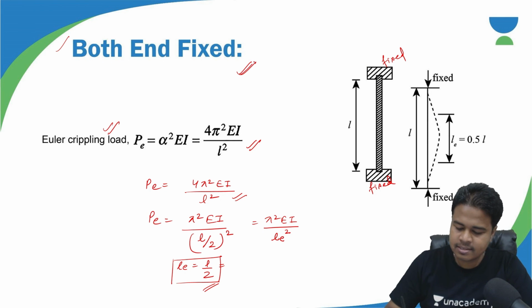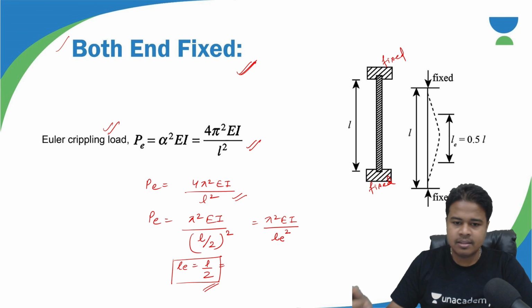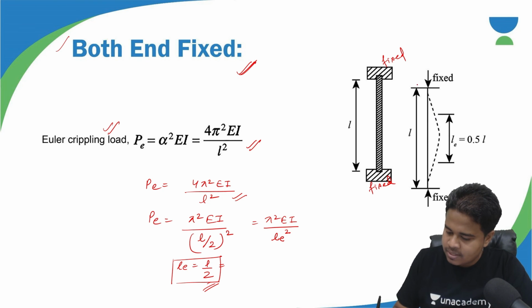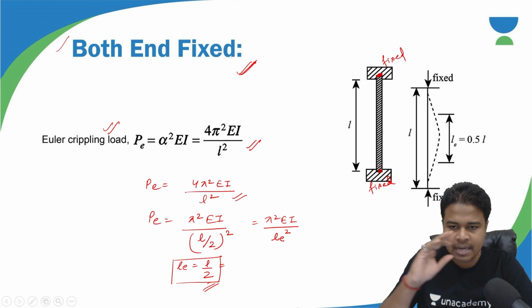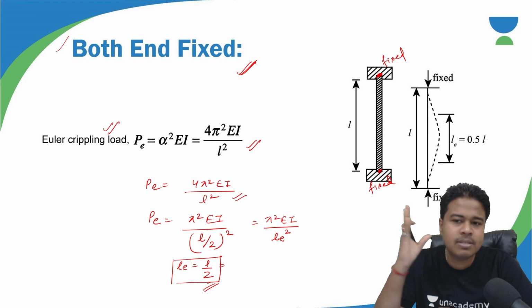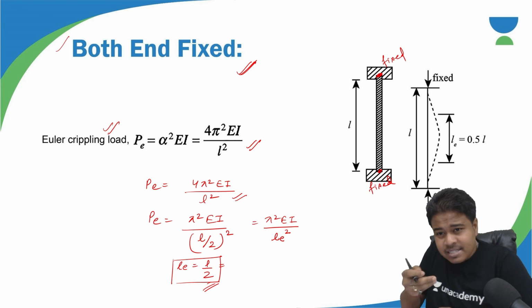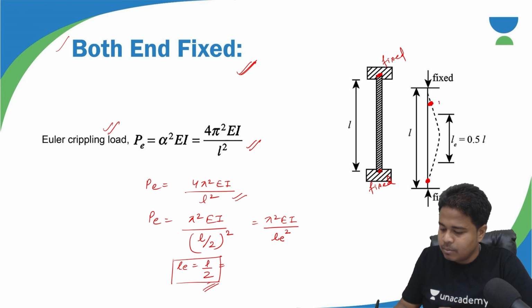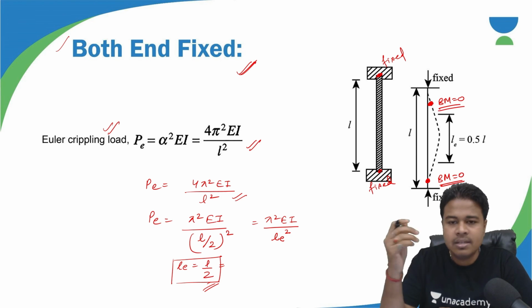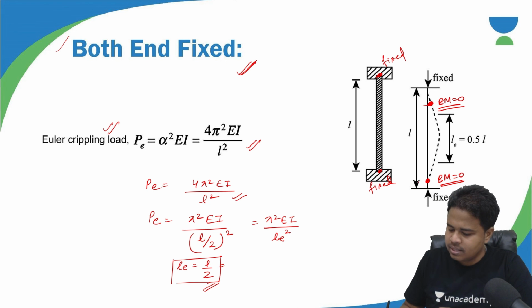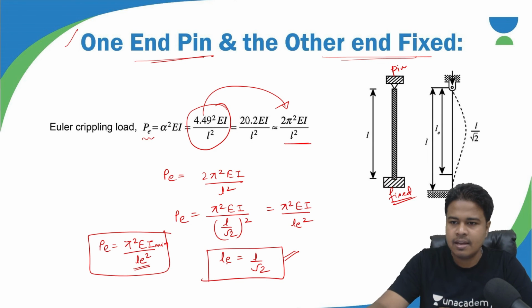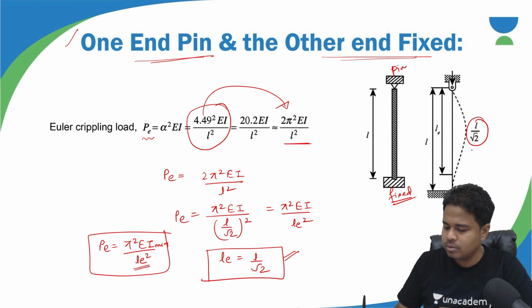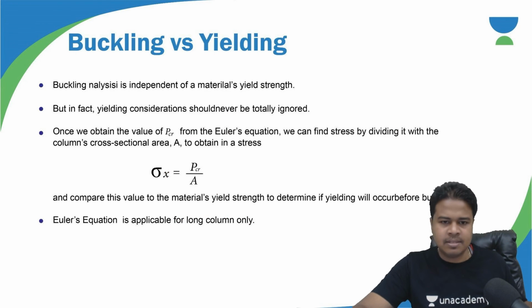Okay, now in this case both ends fixed, the L effective is L by 2. So obviously this is the fixed point, this is the fixed point. At a fixed point the bending moment cannot be 0. So there will be a point which is near to the fixed point where the bending moment will be 0. So the distance between the two consecutive points where bending moment is 0 will be L by 2 for this case. And similarly, L upon root 2 will be for this case for the same reason.